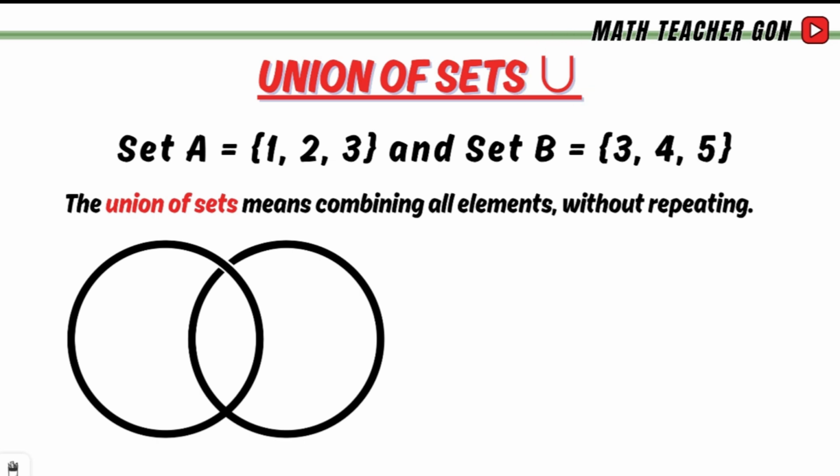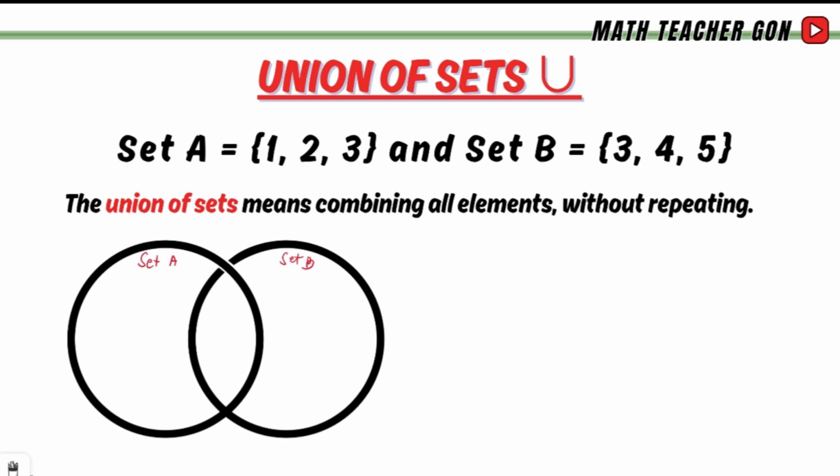Set A has 1, 2, and 3. Set B, you have 3, 4, and 5. The union of sets means combining all the elements without repeating. Take note that there should be no repetition. Let's use first the Venn diagram. We have here the set A and set B.